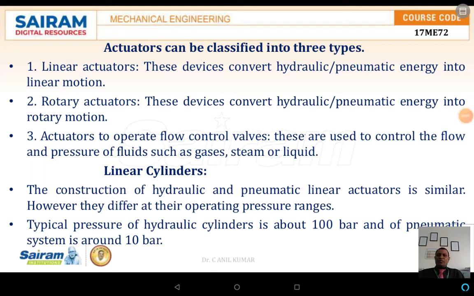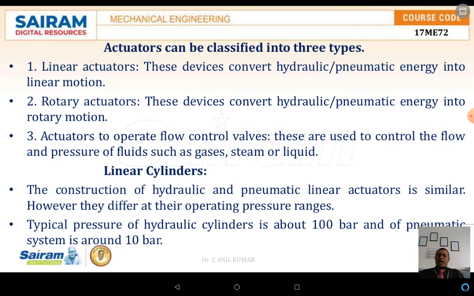Hello everyone, welcome back for further discussions on the actuators. Now here the actuators are classified into three types depending upon the type of the application. The first one is the linear actuator, the second one is the rotary actuator, the third one is the actuators to operate the flow control valve.